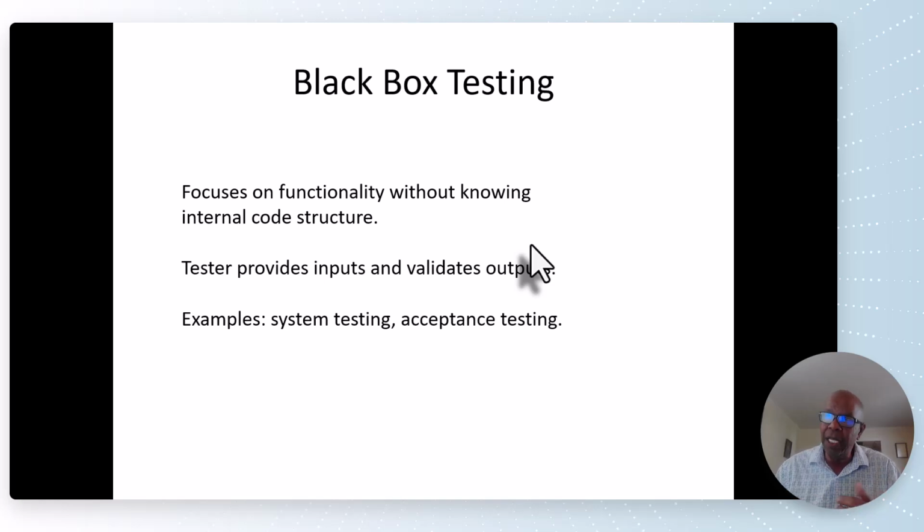Yeah, that's what's here, that the functionality coming out of the black box is solely based on what we anticipate the result to come out with. Not looking at any of the logic within the program, but simply, here's my input, here's my expected output. Did I get my expected output? So that's what we have here. Focuses on functionality without knowing internal code structure. Tester provides input, validates output.